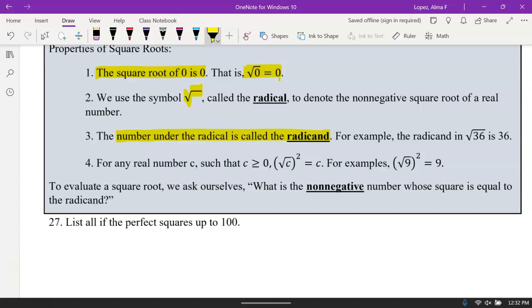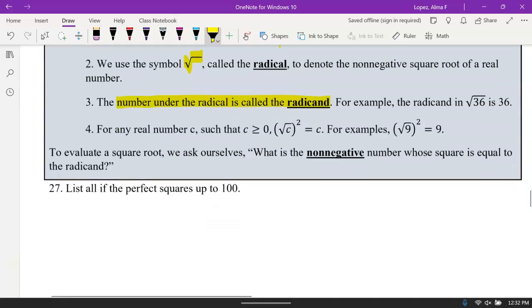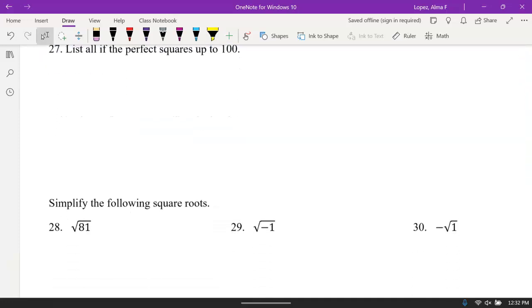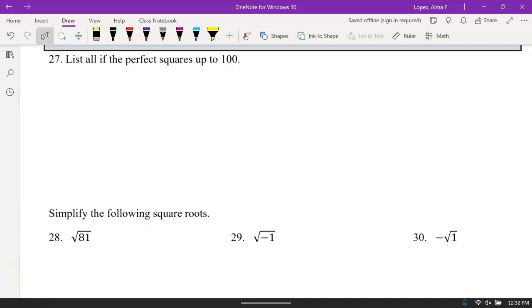If the square root of c squared equals c, I said that all kinds of wrong. Let me stop. Let me show you. First of all, we're going to list perfect squares. A perfect square is this. So if I take the number 1 and square it, it is equal to 1. The number 2 squared is 4.